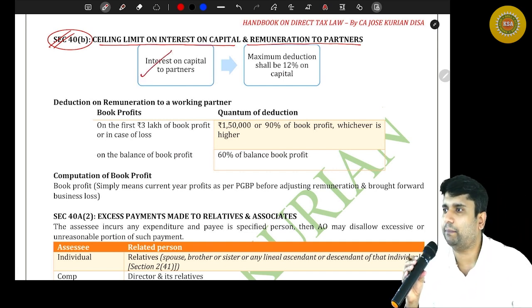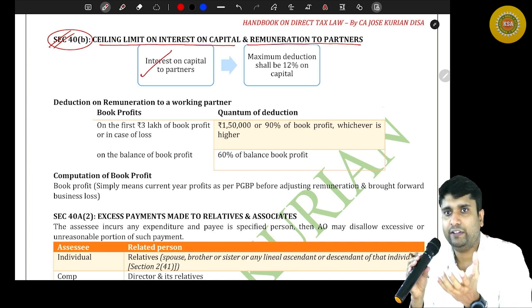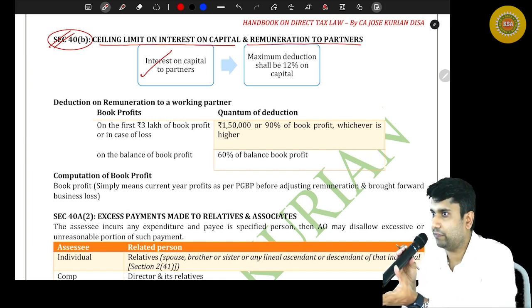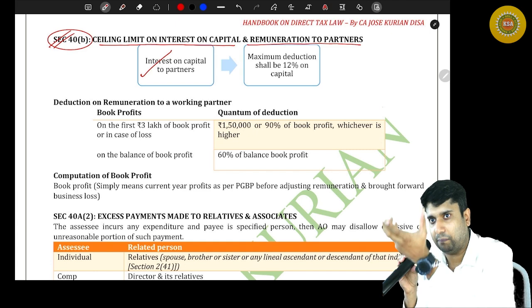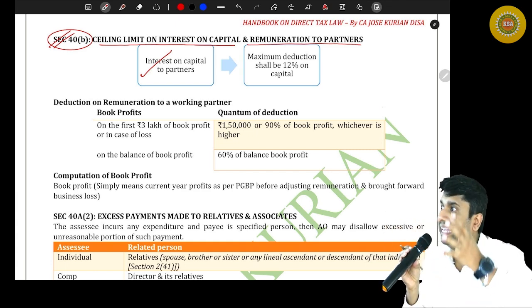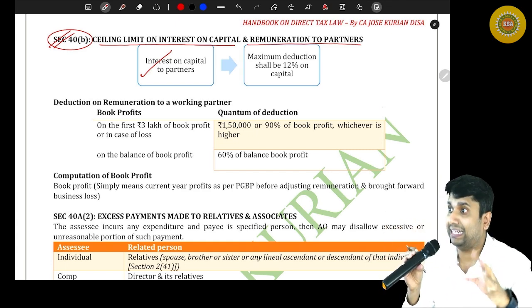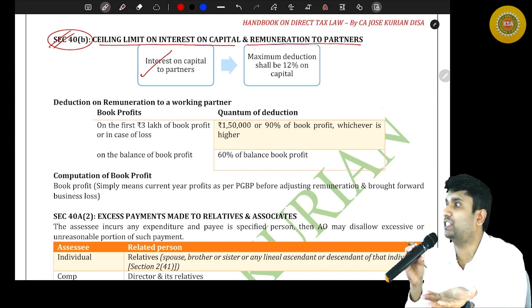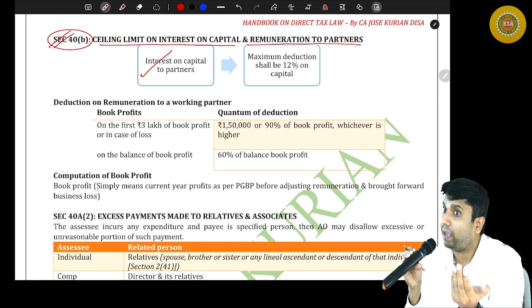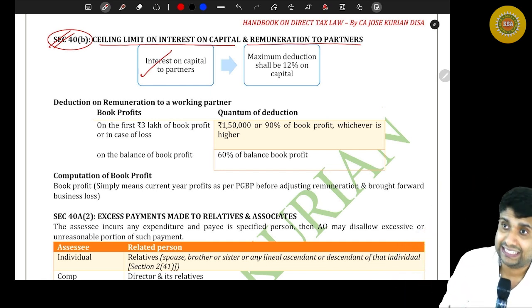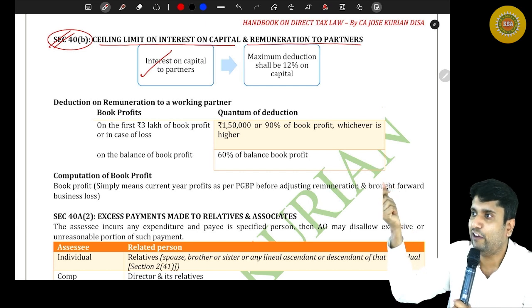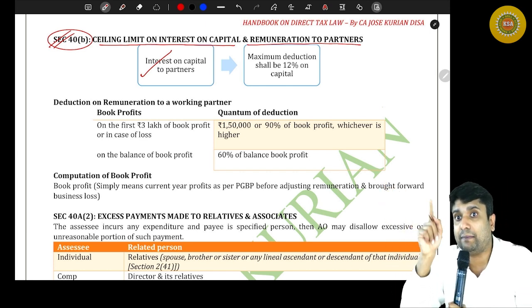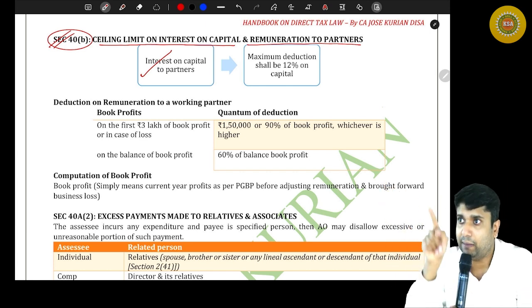What is interest on capital? Every partner will infuse money to that partnership firm as what? Capital. And the partnership firm has to pay interest to that particular partner. It's not mandatory, okay? It's the wish of the partnership firm. If they are paying interest on capital, then that is an expense for the partnership firm, and the firm can claim that interest as a deduction. But there is a ceiling limit.